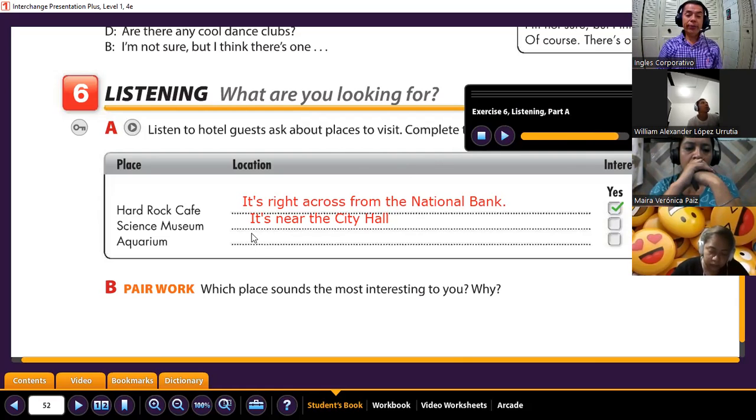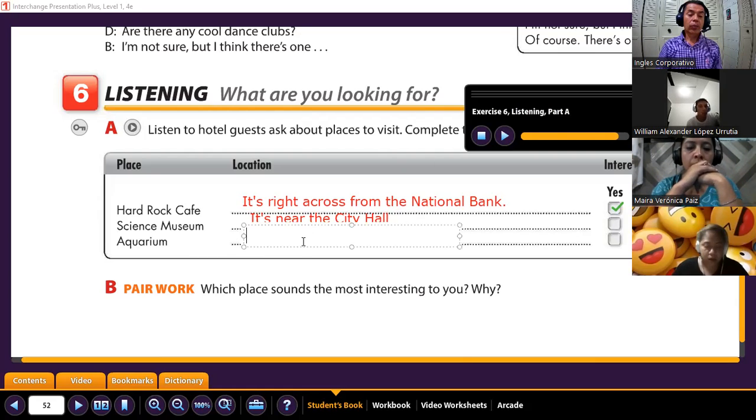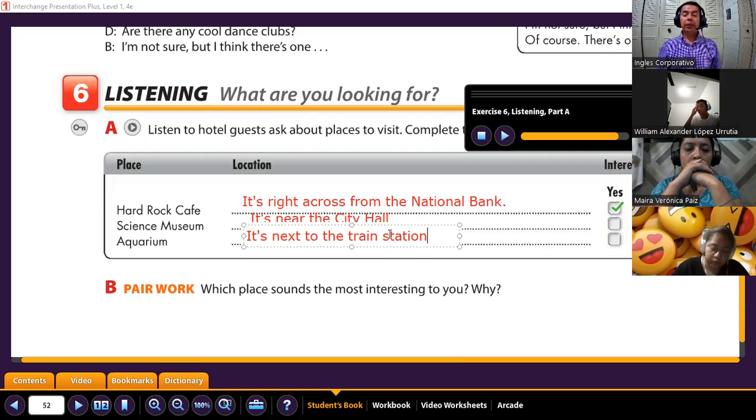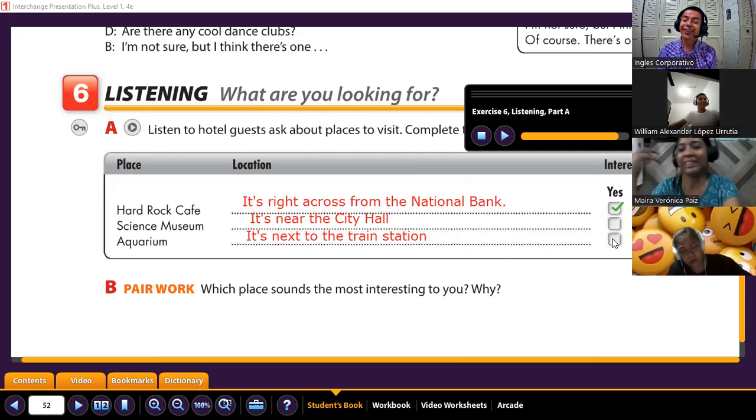So where is the aquarium? Where is the aquarium, class? It's 5 blocks from here, next to the train station. Next to the train station. Is it interesting or not? It's very nice. It's very nice, right? Como los muchos que tenemos aquí. Okay, so yes. Nice, class.